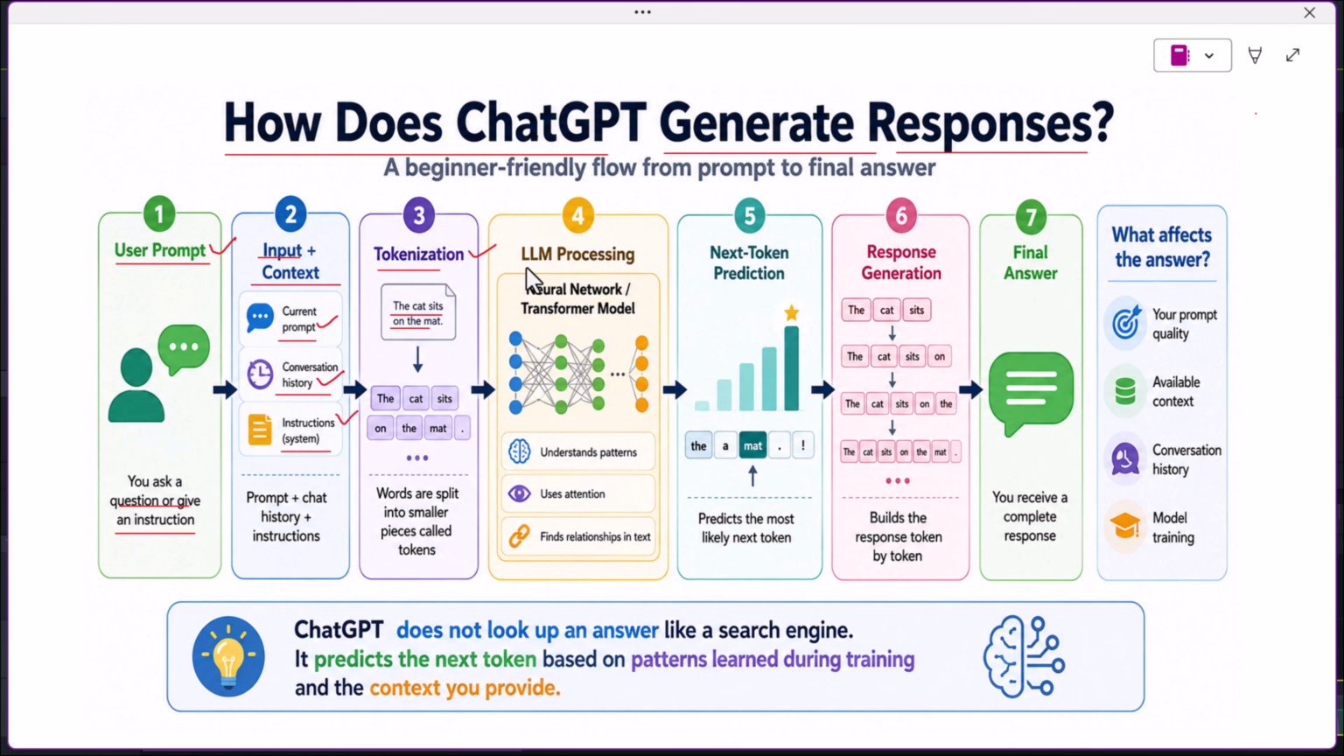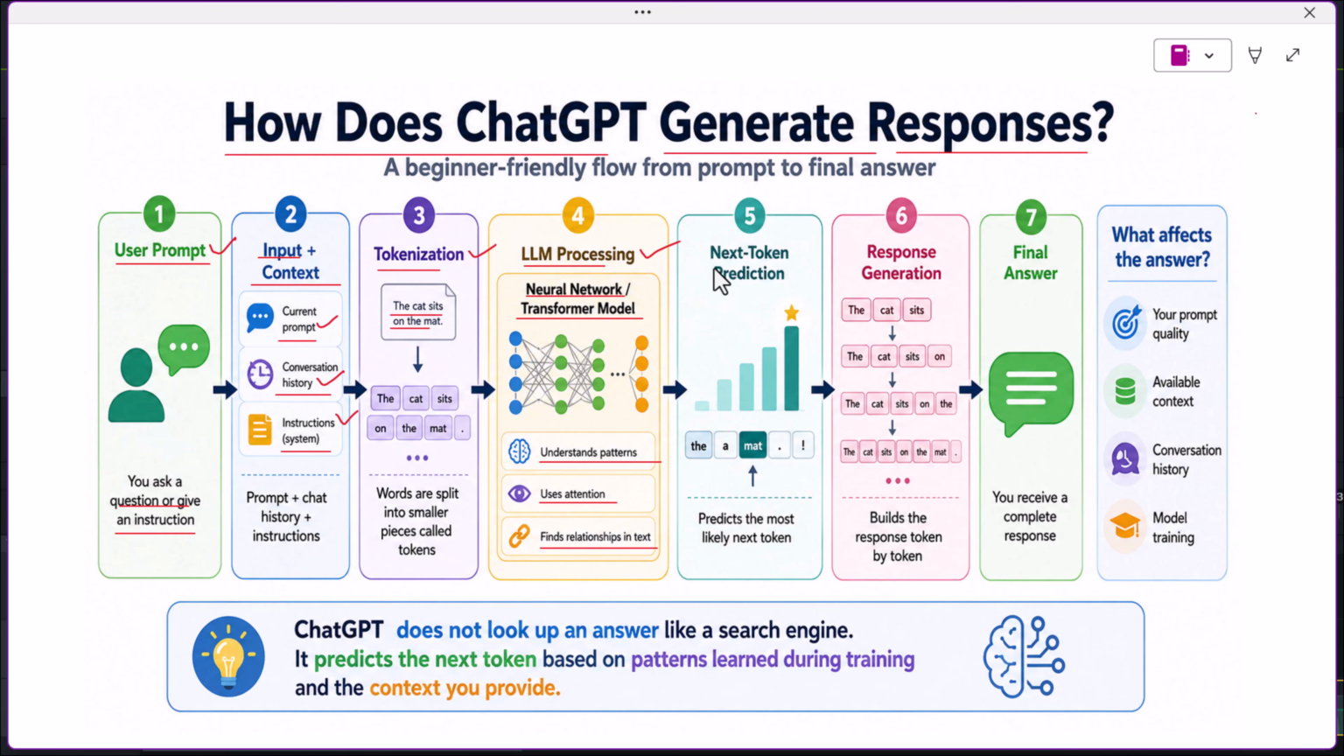Fourth, the tokens go into LLM processing. LLM means large language model. Inside the model, a neural network and transformer model process the tokens. The model understands patterns, uses attention, and finds relationships in the text. This helps ChatGPT understand what the user is asking and what kind of answer is needed.